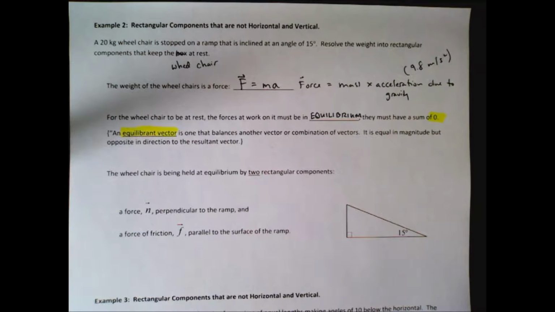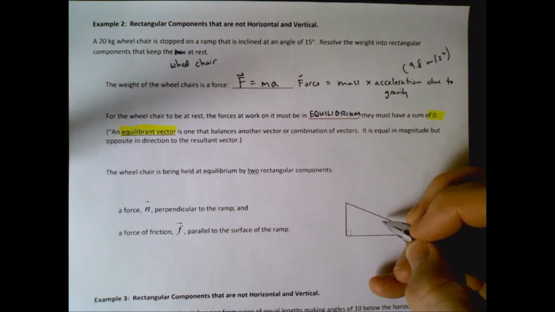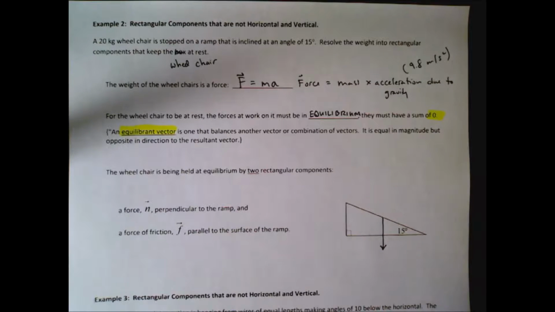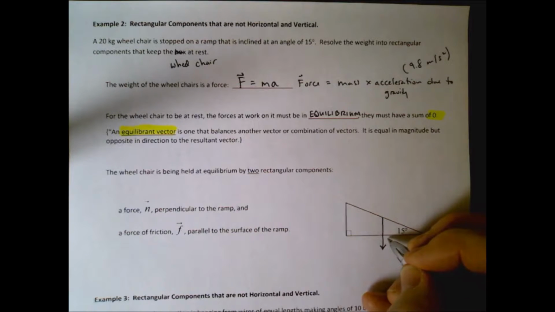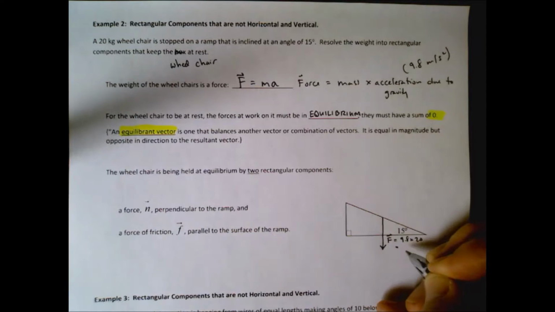All right, so the wheelchair. Here's the ramp. The wheelchair right now has this force of the mass or weight. And so I know this force, call this F, is equal to 9.8 times 20, which is equal to 196. So there's the first one.